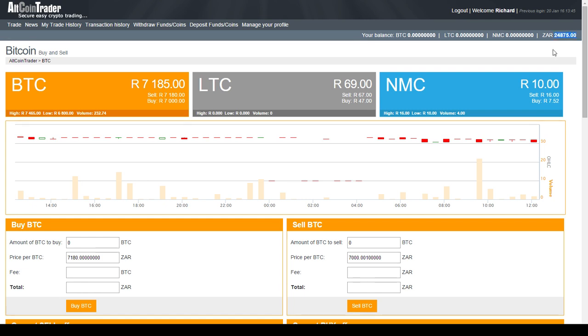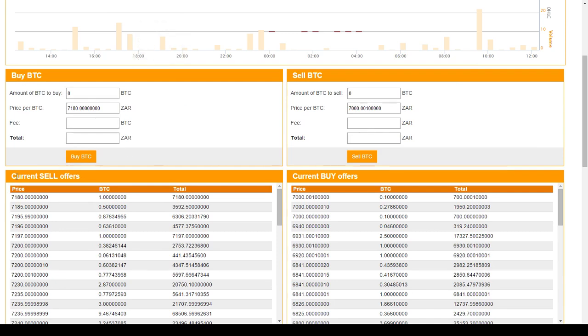In my case, I deposited 25,000 Rand, and after fees I've got a balance. So the first thing we do when buying a Bitcoin is we look at what Bitcoins are for sale. Here we can see that there's a Bitcoin for sale for 7,180 Rand. If we want to have a closer look at that, we scroll down to current sell offers. This is a list of everyone that's selling Bitcoins and the prices that they want to sell their Bitcoins for. So we can see that there's one Bitcoin for sale at 7,180 Rand. There's half a Bitcoin for sale at 7,185 Rand, and so on.